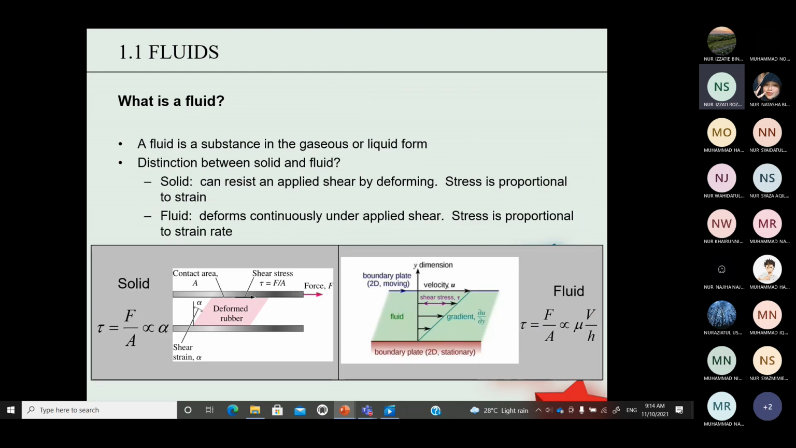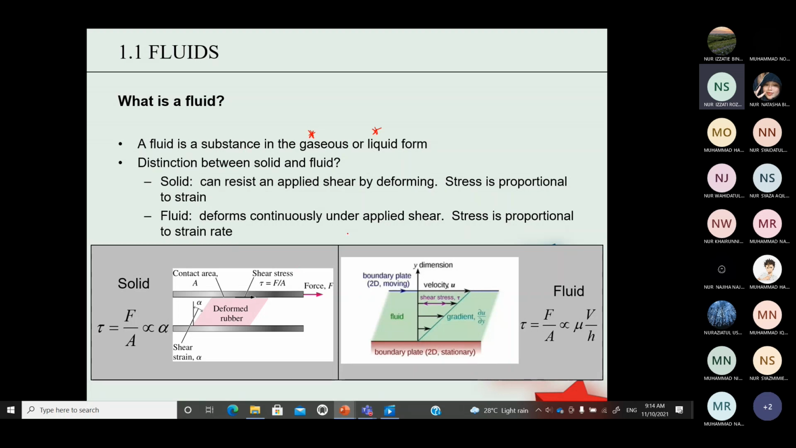So what is a fluid? A fluid is a substance in gas or liquid form. What is the distinction between solid and fluid? A solid can resist an applied shear by deforming. Stress is proportional to strain. Later I will explain what is a stress and what is a strain. A fluid will deform continuously under applied shear. Stress is proportional to strain rate.